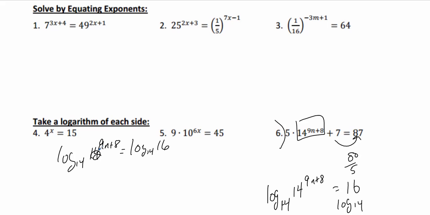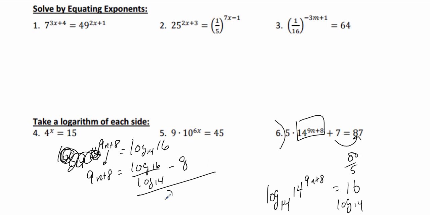Remember, my bases are the same, so they get to cancel. 9n plus 8 drops it like it's hot. Now I got to do change of base on the right-hand side. Change of base. Log of 16 over log of 14. And then what am I going to do? I'm going to do this. Then I'm going to minus 8 from it. And then what am I going to do with that? I'm going to divide all of this by 9.